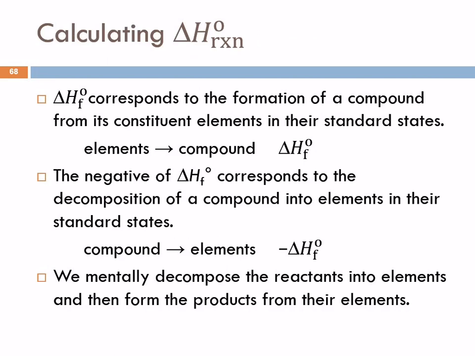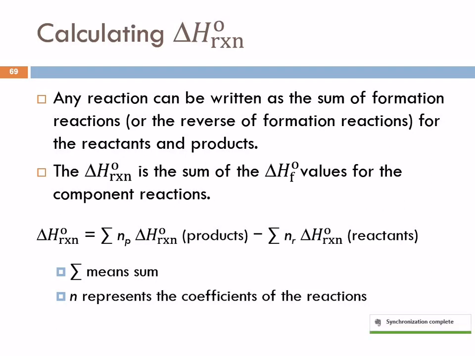Okay, so why would we even need this? We can calculate the standard heat of reaction from the elements to the compound. Okay? And so we can treat these standard heats of formation just like we treated any heats of reaction. If you decompose the compound into elements, you just change the sign. So what we're doing is mentally decomposing the reactants into elements and then forming the products from their elements. And so we can use the heats of formation to find the heat of reaction for anything that we want. Any reaction can be written as the sum of formation reactions or the reverse of formation reactions for the reactants and products.